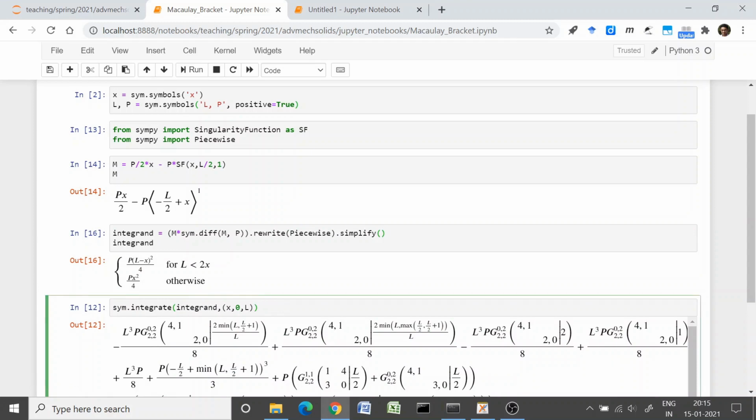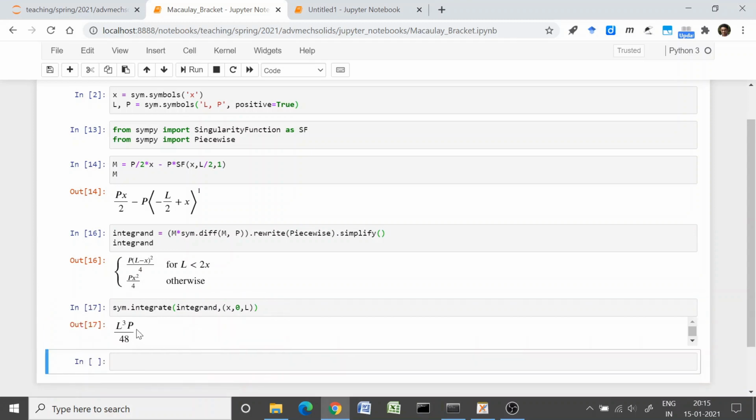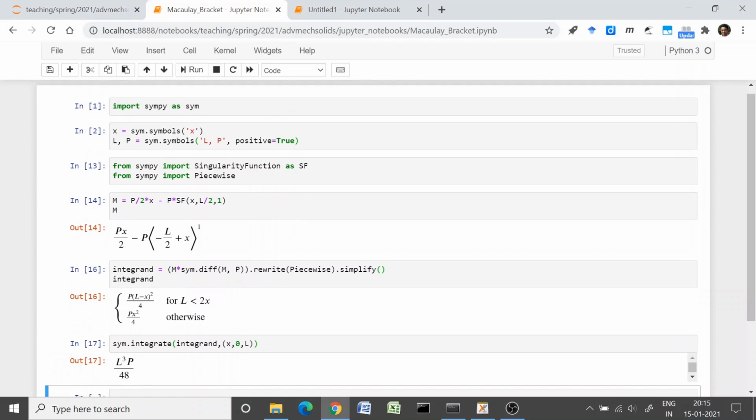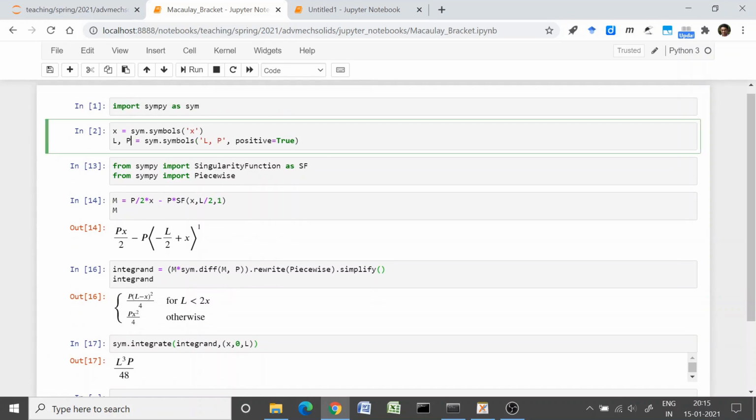And now if we do this integration, you see very quickly it gives us the nice answer, PL cube by 48. Of course, I have not written this EI earlier, that I can quickly write down here, no problem. So this E, Young's modulus, the second moment of area, EI, all of them are positive entities, no problem there.